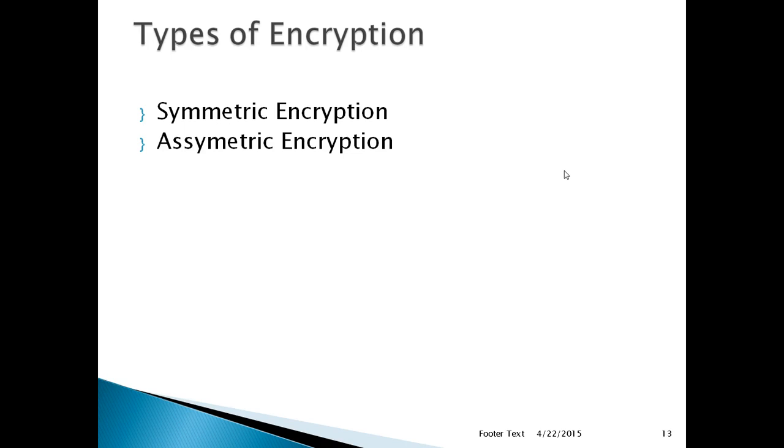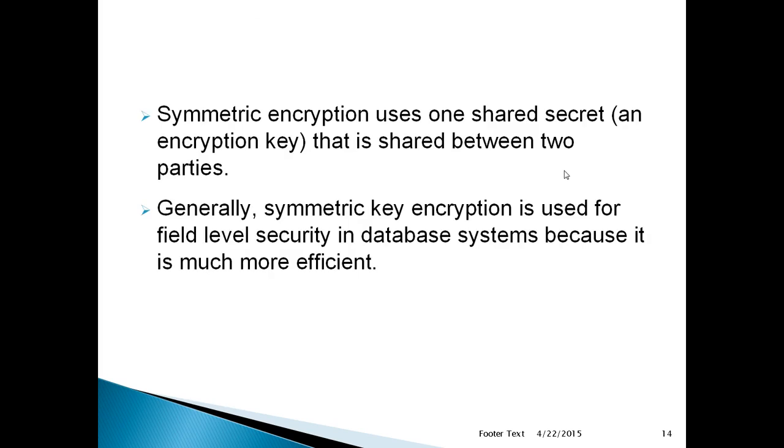And the second topic is the types of encryption: symmetric and asymmetric encryption. Coming to symmetric encryption, it uses one shared secret, like one encryption key that is shared between two parties, and it is the most simple type, code we can write ourselves. Only one key is needed, but a safe method is needed for the transmission of the key. Symmetric key encryption is generally used for field level security in database systems because it is much more efficient.